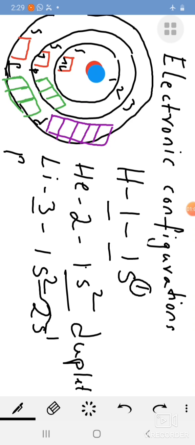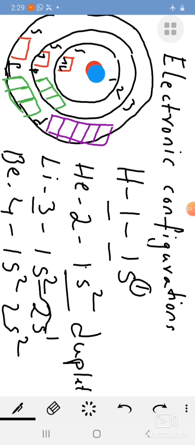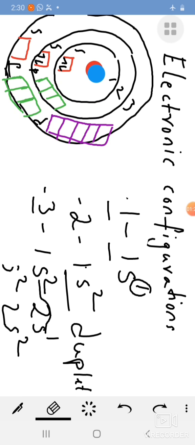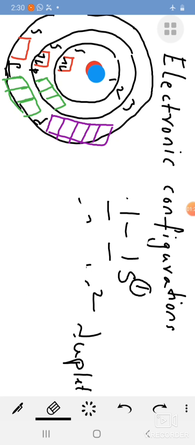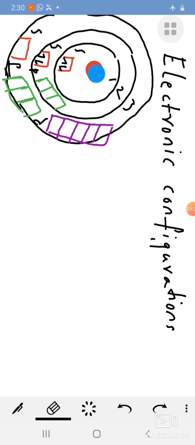The next element is beryllium. Its atomic number is 4 and its electronic configuration is 1s2 2s2. Here the second electron is filled like this. The next element after beryllium is boron.